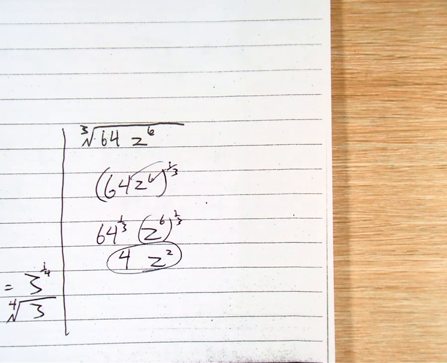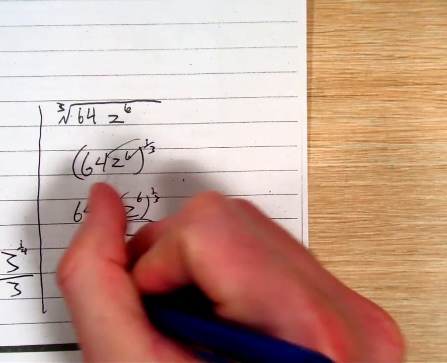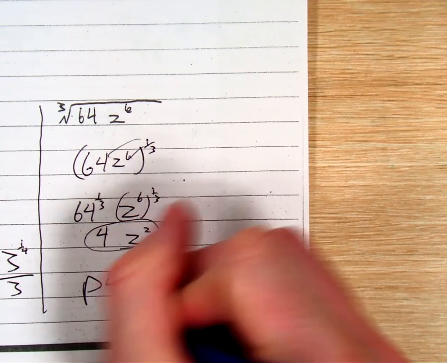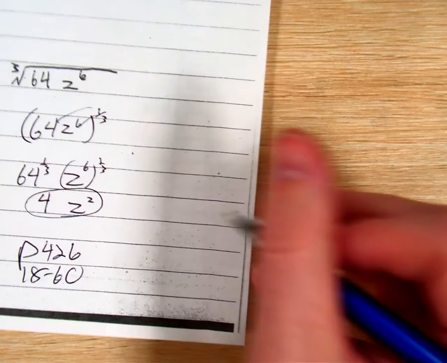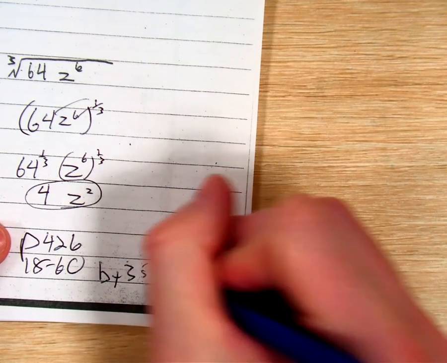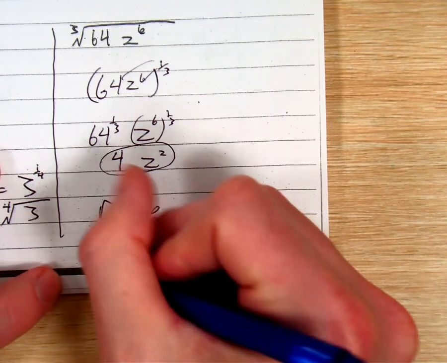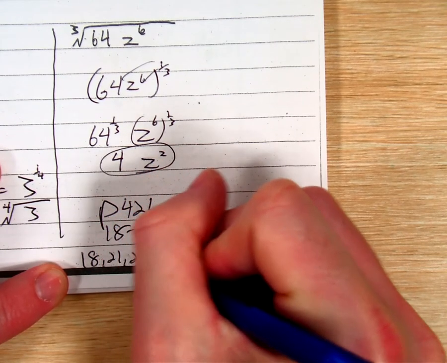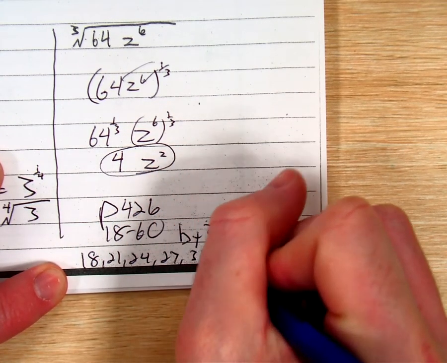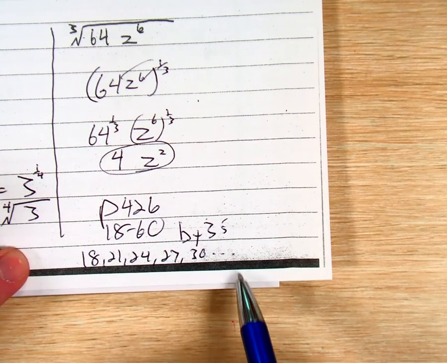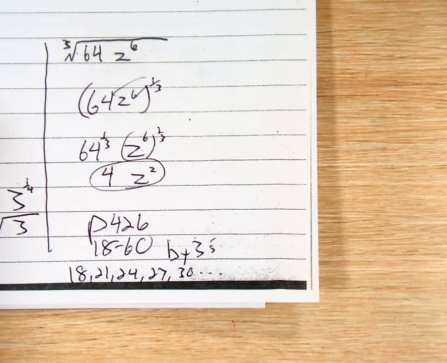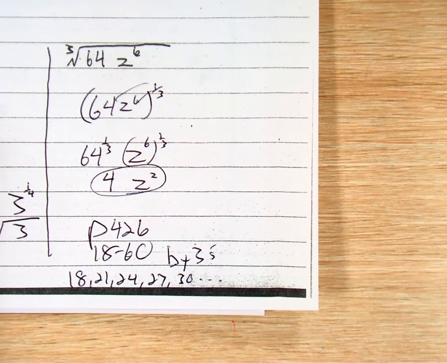Okay, your homework. And your homework's actually a bit of a thinker as well. Okay, 18 through 60 by 3s. All right, I'll get you started there. That's 18, 21, 24, 27, 30, you can follow that pattern. Your high schoolers, you can count by 3s.